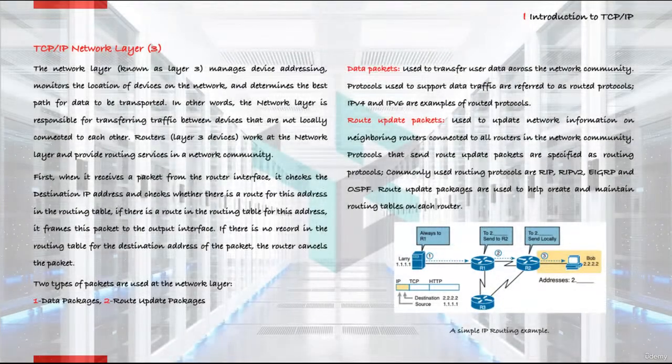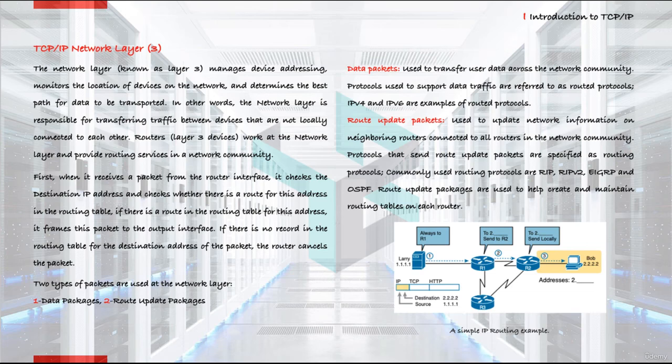On this page, let's talk about the TCP/IP network layer, layer 3, also known as the network layer. Layer 3 manages device addressing, tracks the location of devices in between, and determines the best way to move data. That is, the network layer is responsible for transferring traffic between devices that are not locally connected to each other. Routers are layer 3 devices and operate at the network layer and manage routing services in a network.